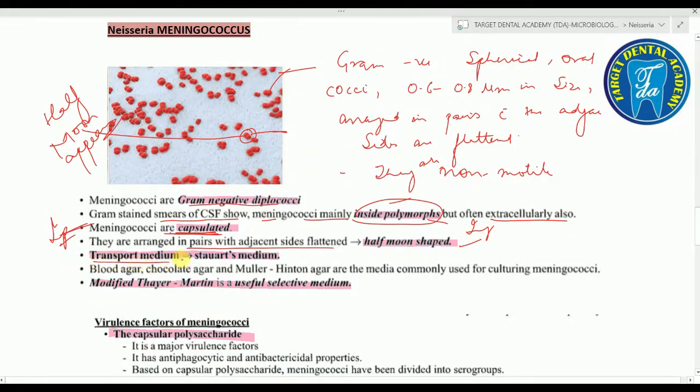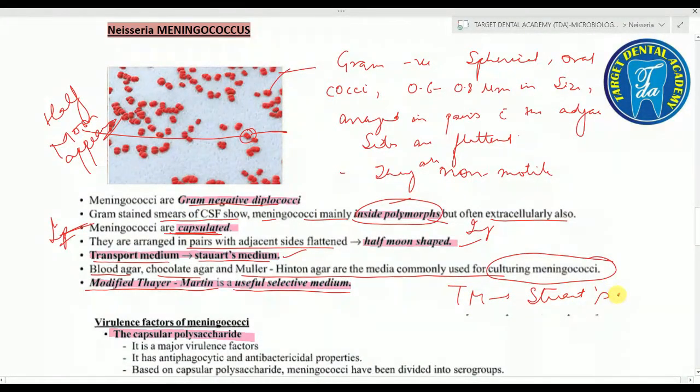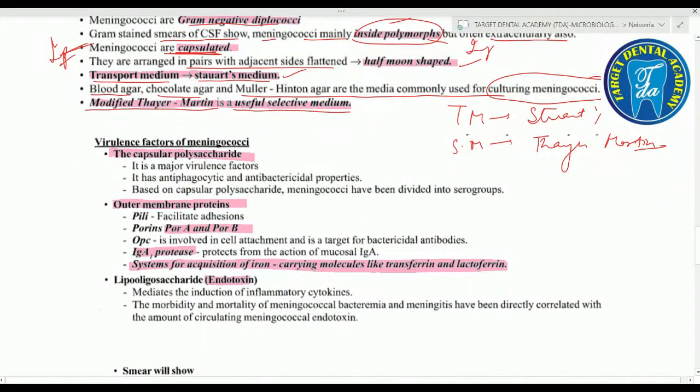Blood agar, chocolate agar and Mueller-Hinton agar are the media commonly used for culturing the meningococci. But the transport medium is Stuart's medium. The modified Thayer-Martin is a useful selective medium. So the transport medium is Stuart's medium, while the selective medium is the Thayer-Martin medium.